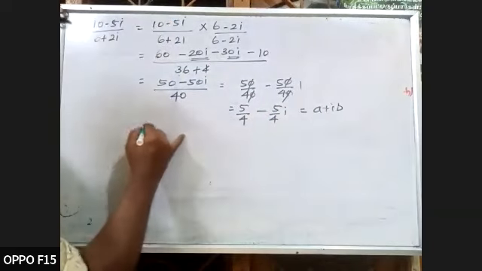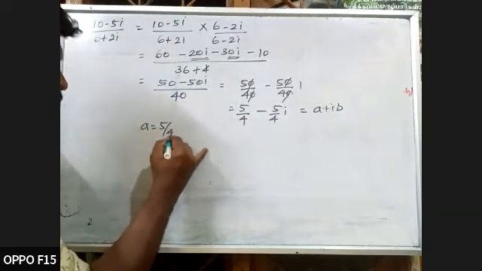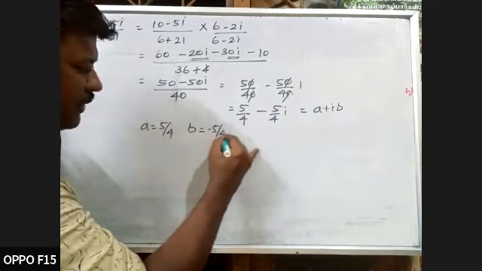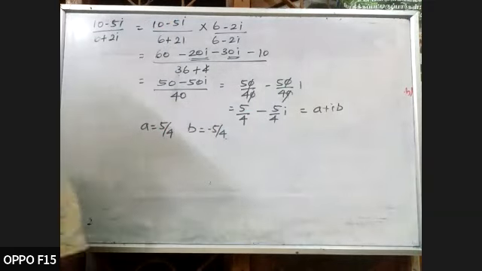If they ask for the value of a, you can write this as a is equal to 5 by 4, and b is equal to minus 5 by 4. Please take note. Very simple.